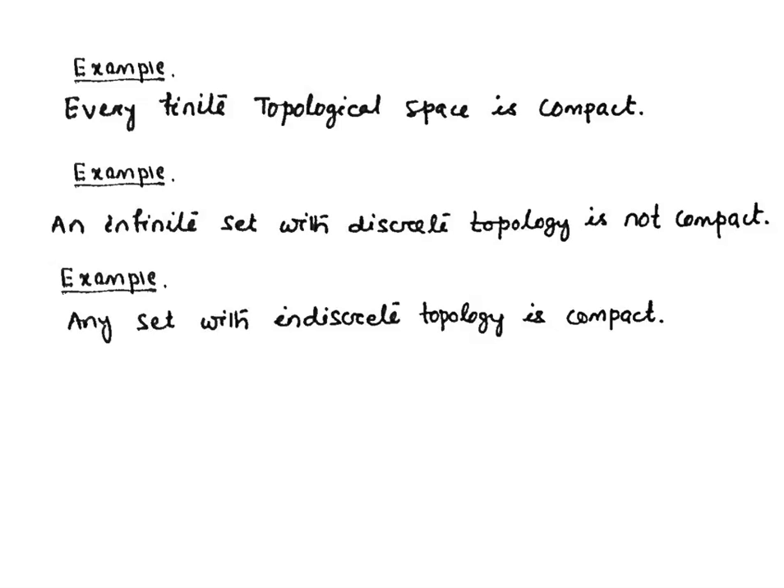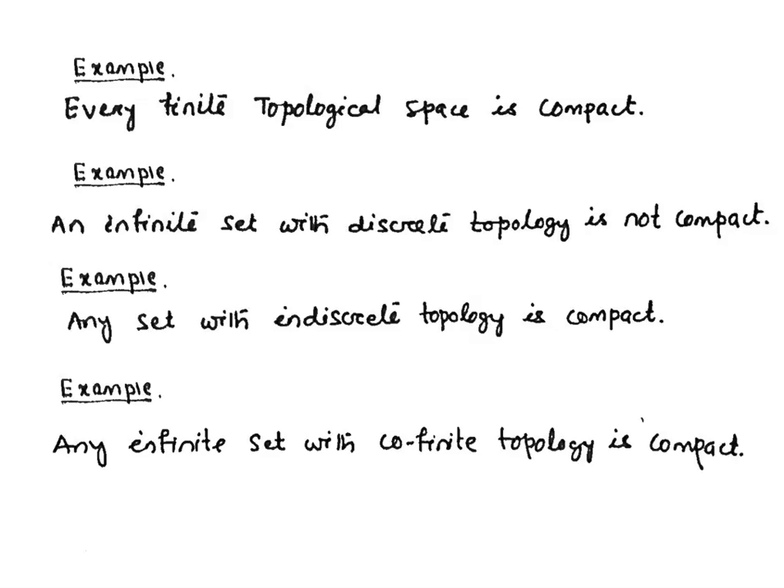Any set with indiscrete topology is compact, because in the case of indiscrete topology, the only open sets are the empty set and the whole space. So we have two open sets. If we have a cover, those two open sets can cover the entire space. Any infinite set with co-finite topology is compact. In the previous slide, we have seen that the real line with co-finite topology is compact. Rather, it is true for any infinite set with co-finite topology. The same logic applies here.